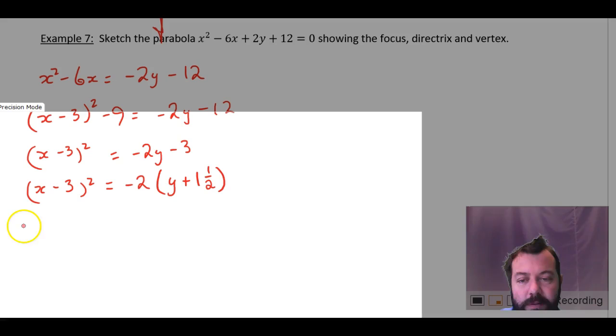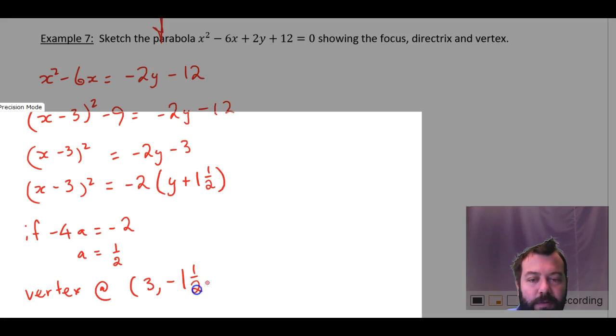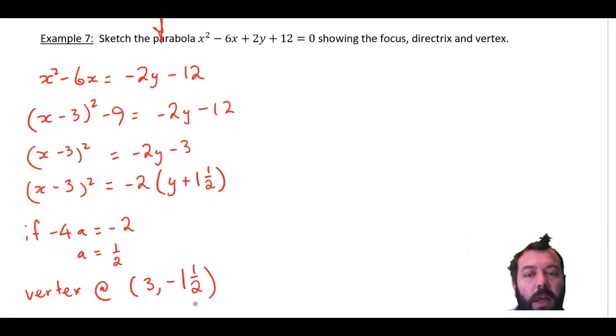And in that case, we could say if negative 4a equals negative 2, then a equals 1/2. My focal length is 1/2. So I have a vertex at 3, negative 1.5. Now, because of that negative y coefficient, we can see that it's concave down. My vertex is at 3, negative 1.5.